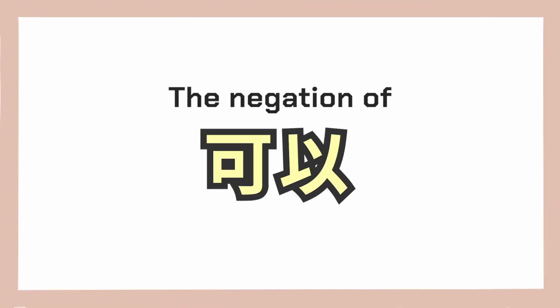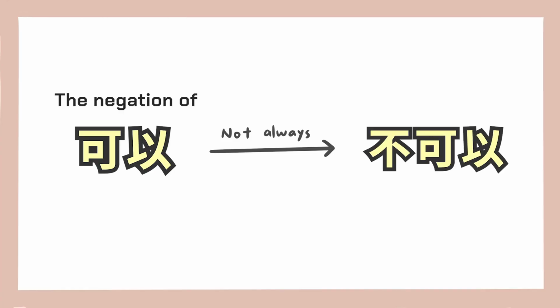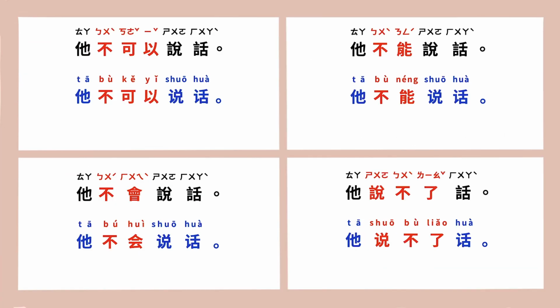It's a bit complicated, so let's do a quick recap for this part. When you want to negate 可以, remember that it's not always 不可以. It depends on the meaning you want to express. Let's see these 4 sentences. They have different negation words and therefore express different meanings.